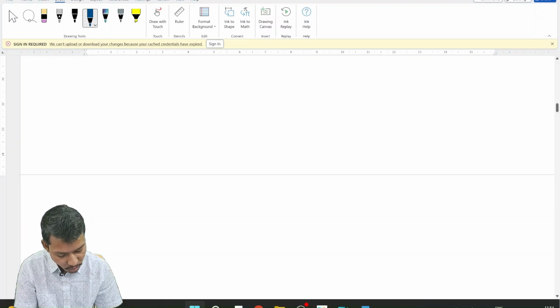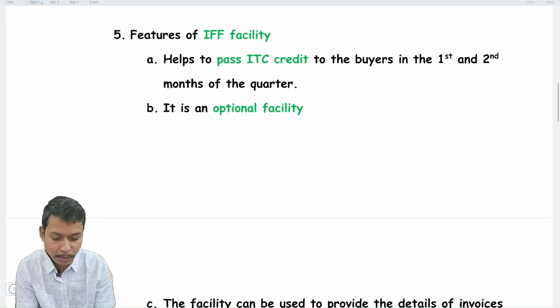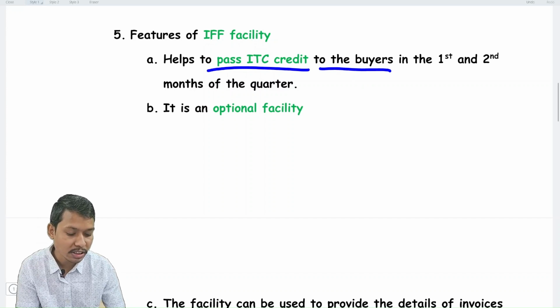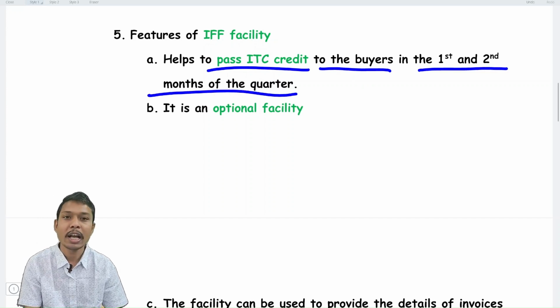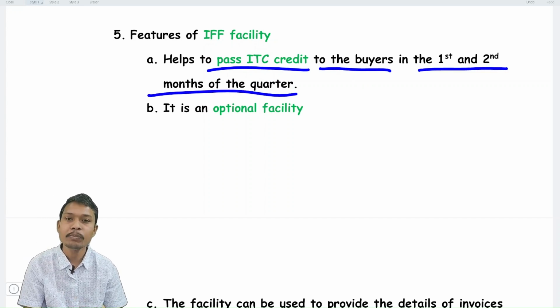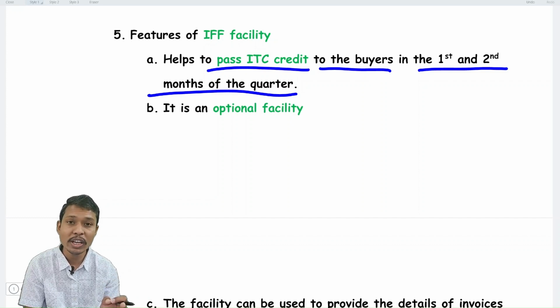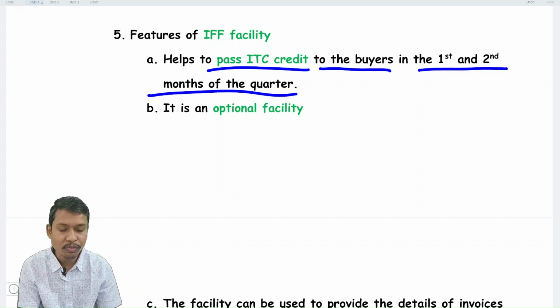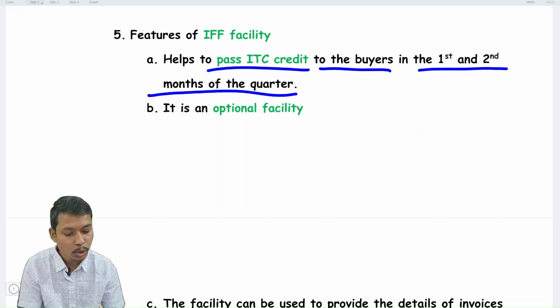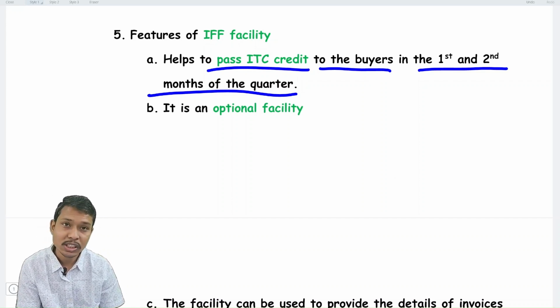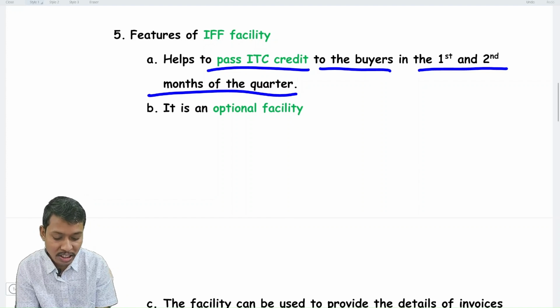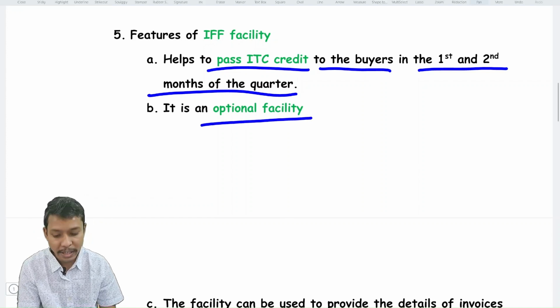So let's discuss what the features of the IFF facility are. It basically helps to pass the input tax credit to the buyers in the first and second month of the quarter. As we already discussed, the due date for filing GSTR-1 for QRMP taxpayers is the 13th of the month succeeding such quarter. So as he is not filing GSTR-1 for the first and second month, by using this IFF facility, he can pass the input tax credit to the buyer. And is this facility mandatory for the taxpayer? No, it is an optional facility provided to the taxpayer.